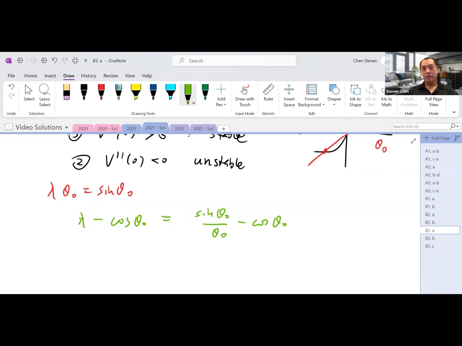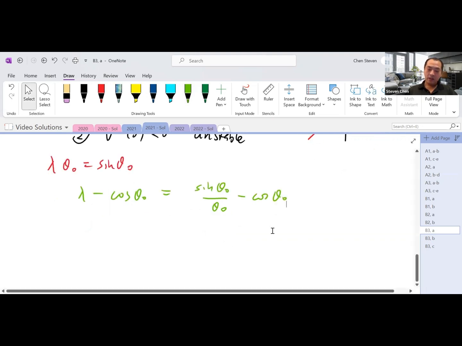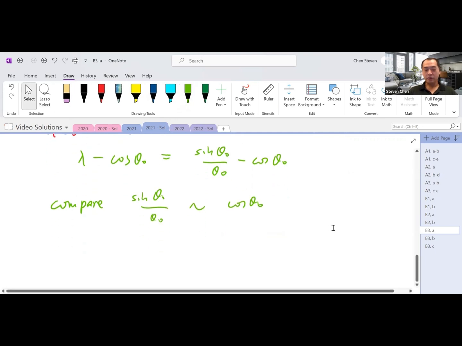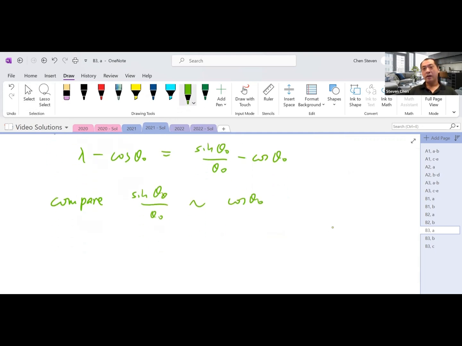So we get this term. And for this term, the question is: is it positive or is it negative? Okay, so how do we know whether it is positive or negative? Well, now the problem boils down to comparing this number and this number, which is positive, right? How to compare these two?